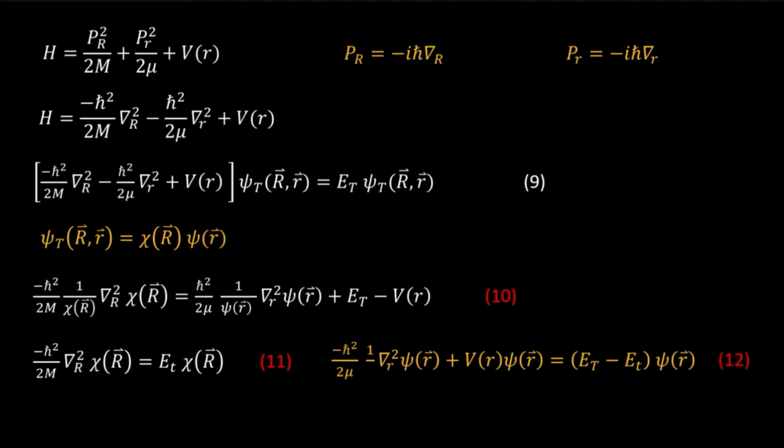Now equation 11 is the same as a free particle equation of mass capital M, and it describes the translational motion of the system in space. And equation 12 is the same as the Schrodinger equation of a particle of mass mu moving in the field of a potential V of r, and it represents the relative motion of the two particles. The energy of the relative motion is E capital T minus E small t, which can be taken as simply E, and we can rearrange this equation as equation 13.